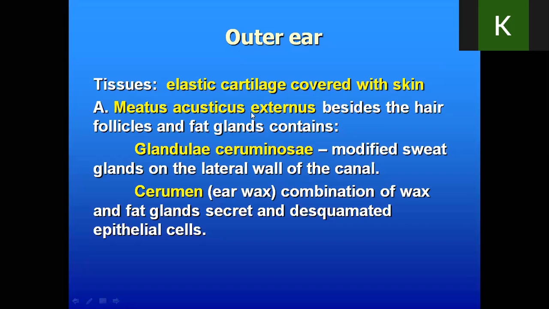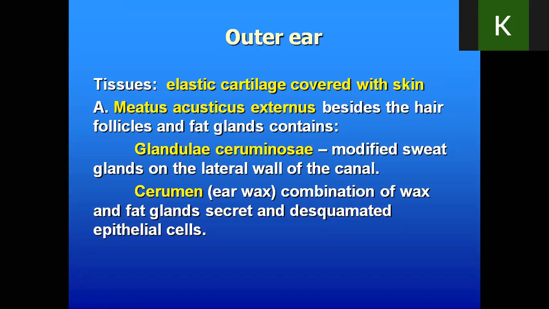The external acoustic meatus has got fat glands, and we call them ceruminous glands or glandulae ceruminosae, and plus they have got hair follicles, because inside the ear also there are hair follicles up to the eardrum, because that is a part of skin. It is not a mucous membrane, it is skin.